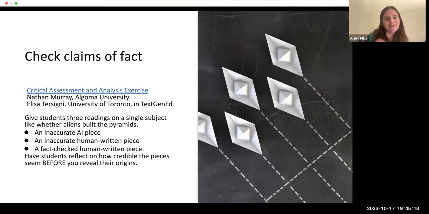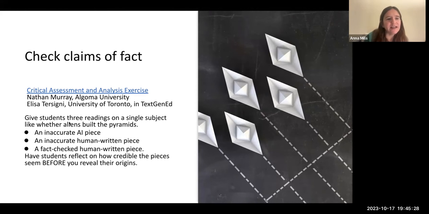Okay. So this was kind of a gamified fact checking. Nathan Murray and Elisa Tersini gave students 3 readings. One of them was AI generated, one was conspiracy theory, human written, and one was fact checked, human written. They didn't tell them which was which, and they were about whether aliens built the pyramids or whether the moon landing really happened. They had students reflect on how credible they thought those articles seemed. And that led to a whole discussion of credibility and disinformation, both AI generated and human generated.